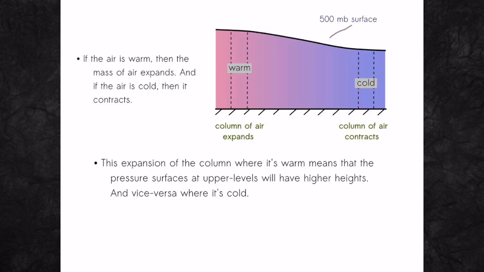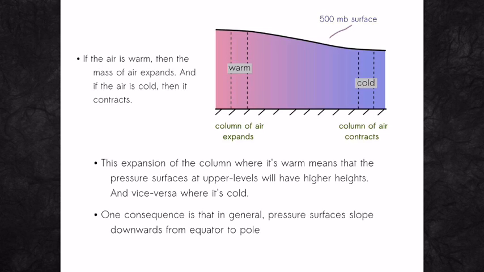Now, one thing that you can infer from this is that on average, there's going to be a difference in height for a given pressure surface from south to north. Because on average, it's warmer to the south, colder to the north, and so as a result, the heights are higher up here and they're going to slope downward as you go to the north. So we can state that by saying that, in general, our upper level pressure surfaces are going to slope downwards from the equator to the pole. They're going to slope downwards from the warm side to the cold side.